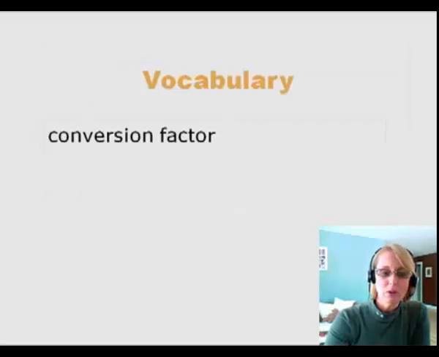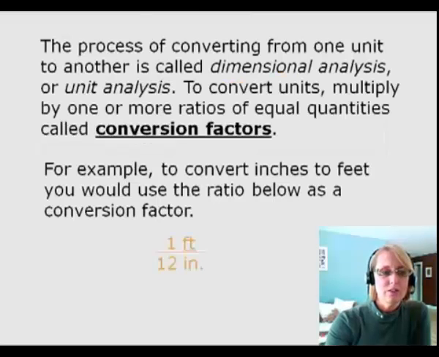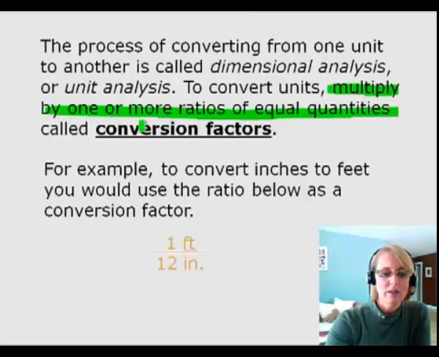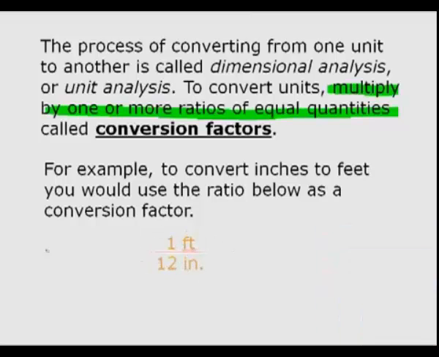You have one vocabulary word, and a conversion factor is when you multiply by one or more ratios of equal quantities. An example of doing this is when you convert inches to feet, you would use the ratio below as a conversion factor. When you look at this, notice that 1 foot is equal to 12 inches, so in effect it is equal to 1.